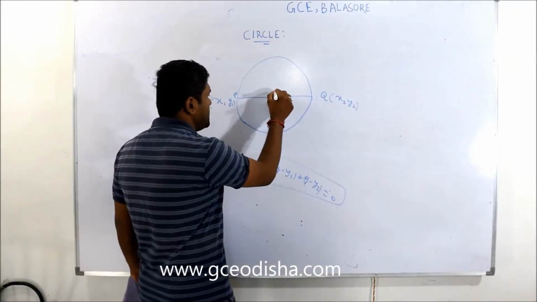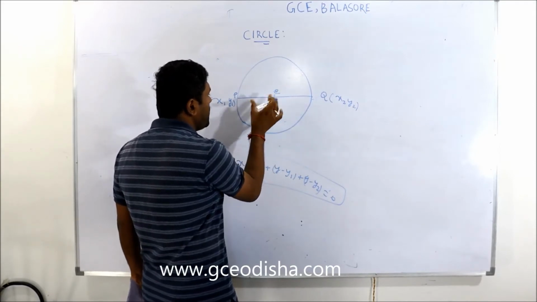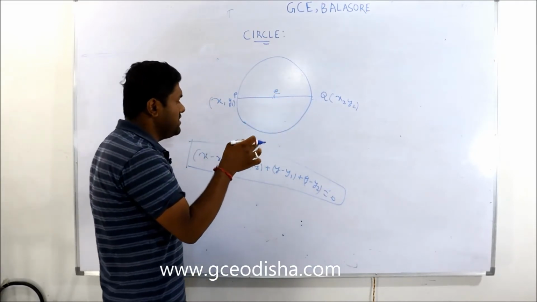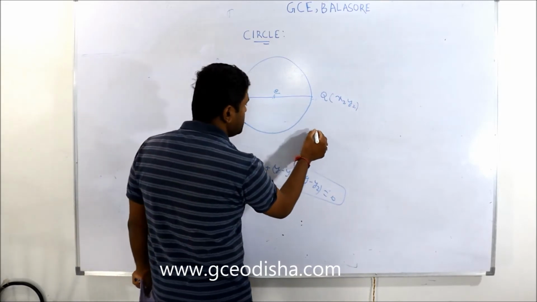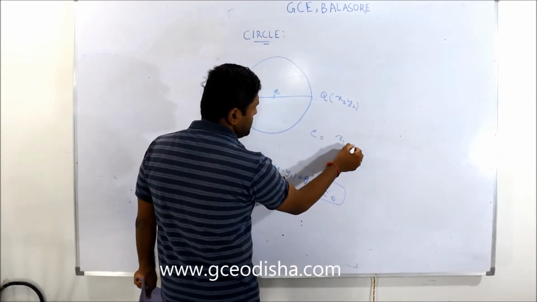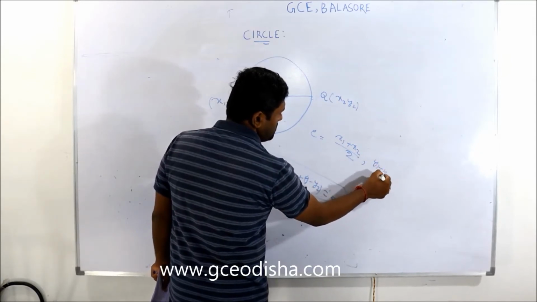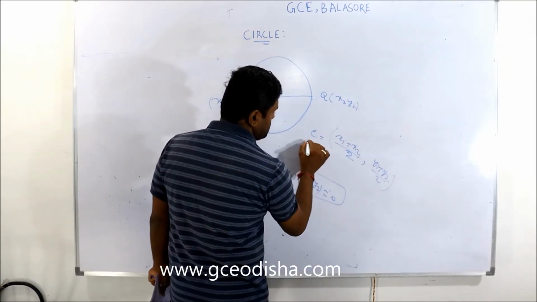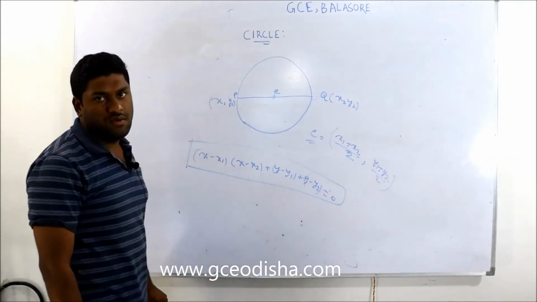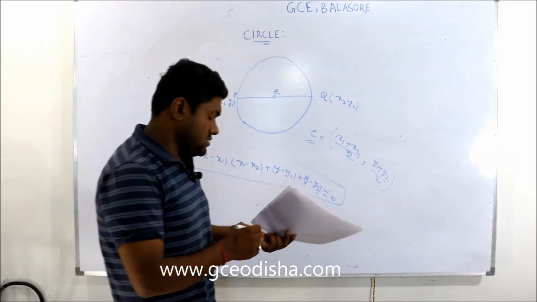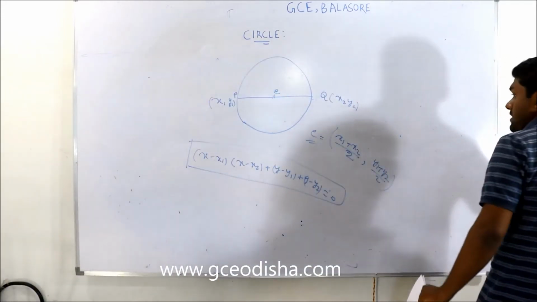This center, the center C, is the midpoint between P and Q, right? Then what is the center? Center is (x1 plus x2) by 2 and (y1 plus y2) by 2, that is the two coordinates of the center. Okay, this is another concept.